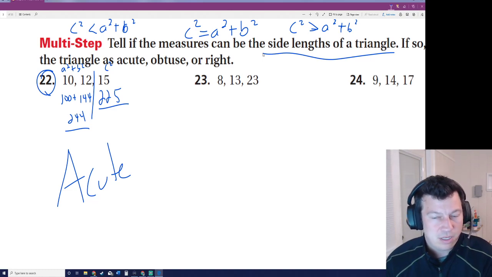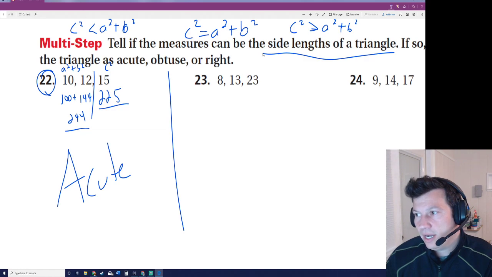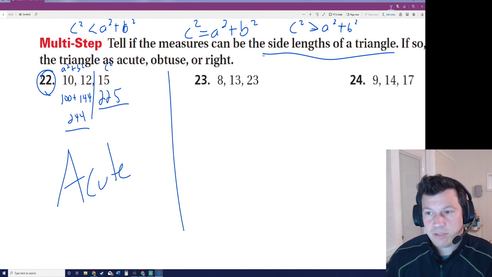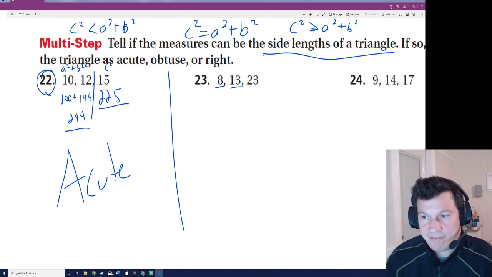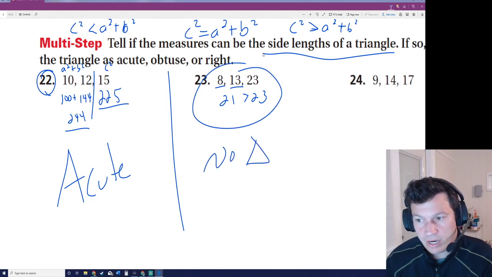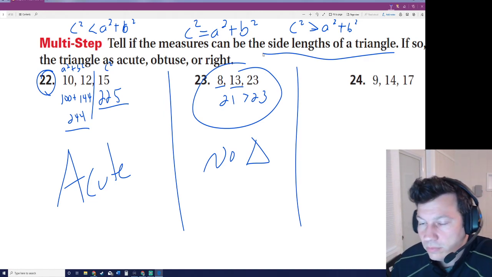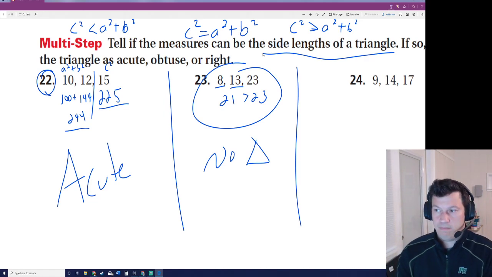So, okay. The question was, when is it not a triangle? Well, this one would be the case of it not being a triangle. Because remember, the two smallest sides have to add up to be bigger than the third side. So if I add those up, 21 is not greater than 23. So this one isn't even a triangle.